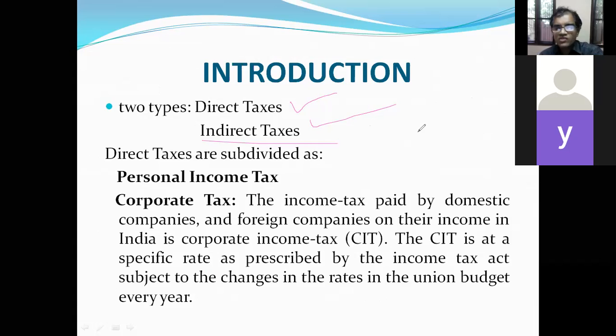Suppose if we purchase a pen, the shopkeeper will pay tax, whatever tax that is there, that is levied and collected on this pen, he will pay on behalf of us. We will not pay directly to the government. So those taxes are known as indirect taxes.